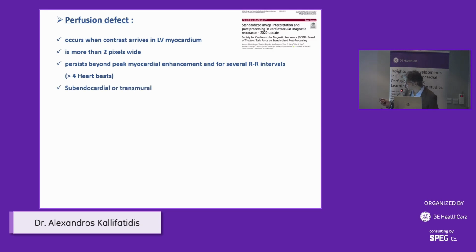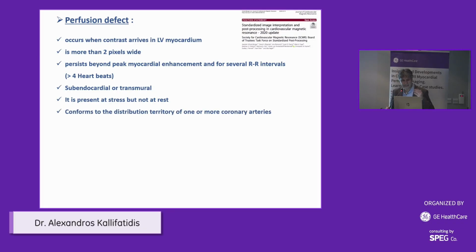It persists beyond myocardial peak enhancement, and for several RR intervals. We can see that it is subendocardial or transmural. It is present at stress, but not at rest. So this is also something useful in order to differentiate. It conforms to the distribution territory of one or more coronary arteries. On the contrary, dark rim artifacts are most prominent when contrast arrives in the left ventricular blood pool.